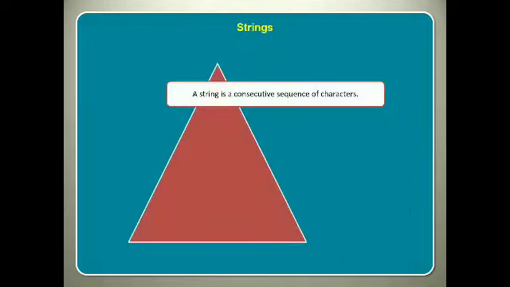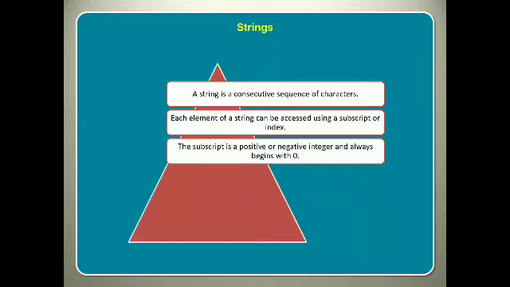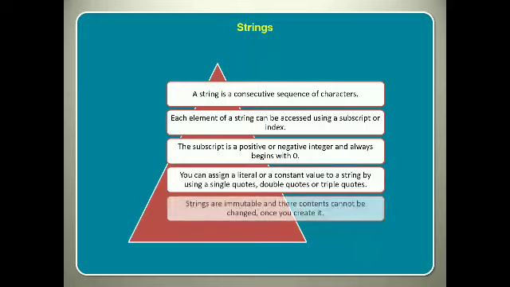A string is a consecution of characters. Each element of a string can be accessed using a subscript or index. The subscript is a positive or negative integer and always begins with 0. You can assign a literal or a constant value to a string by using single quotes, double quotes, or triple quotes. Strings are immutable and their contents cannot be changed once you create it.